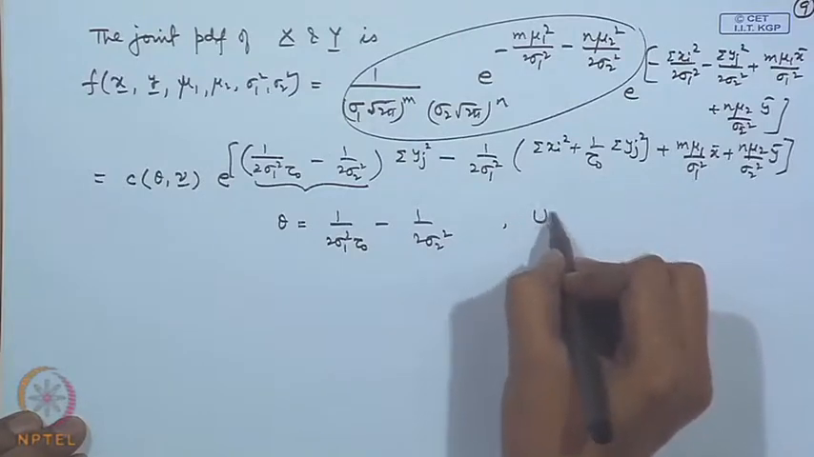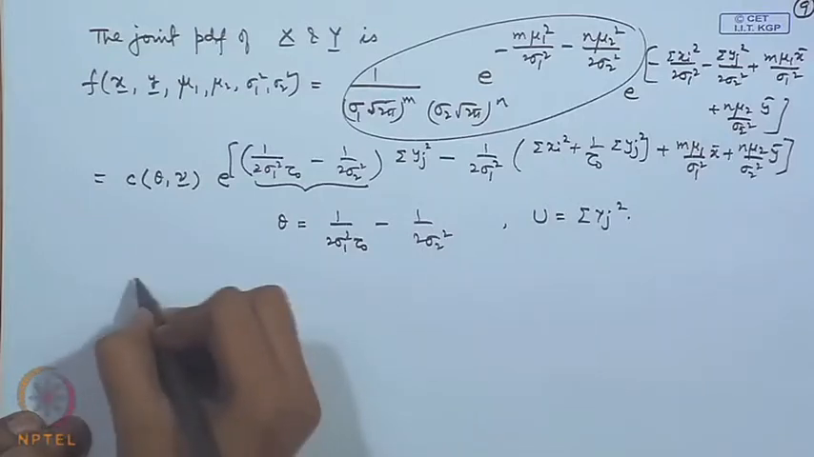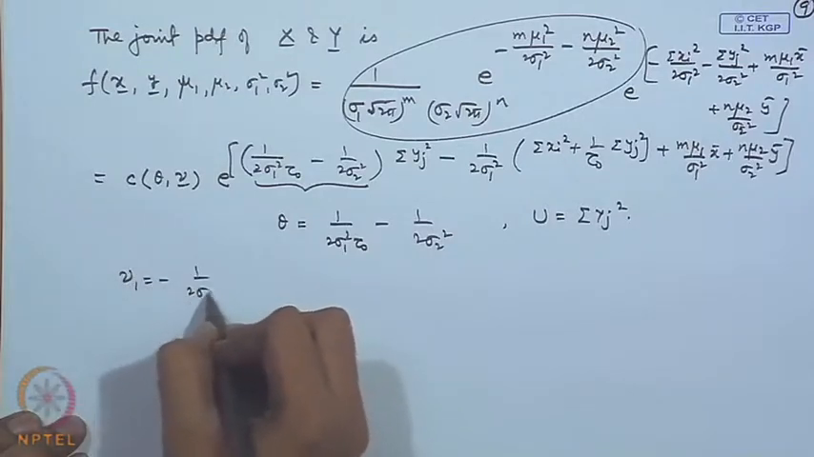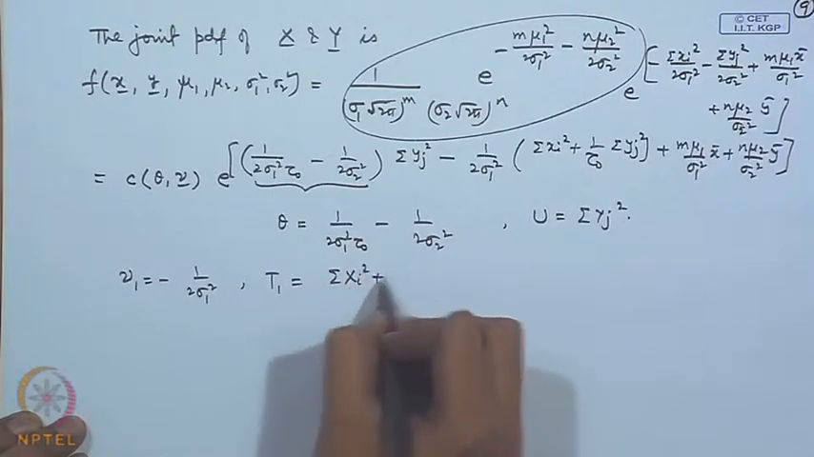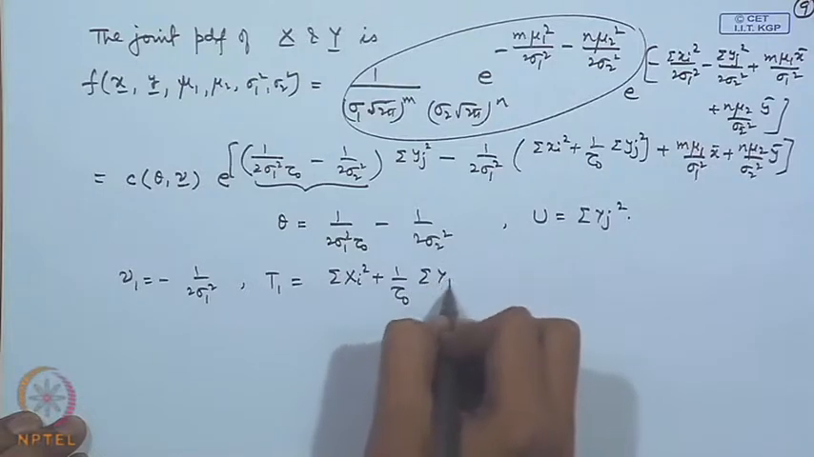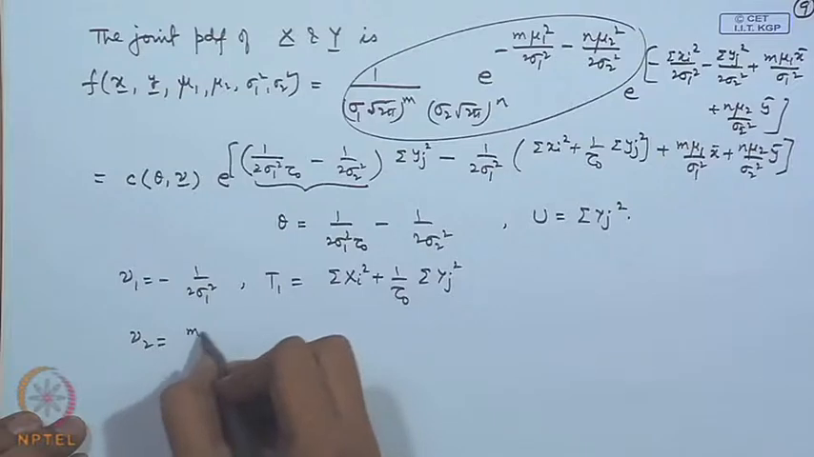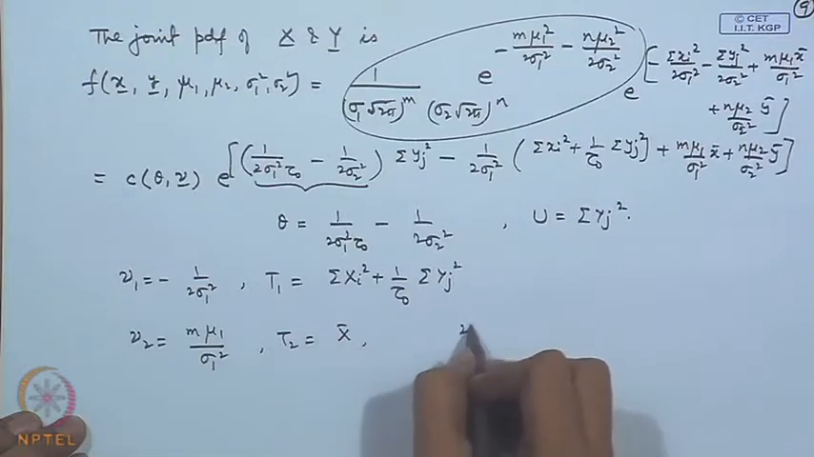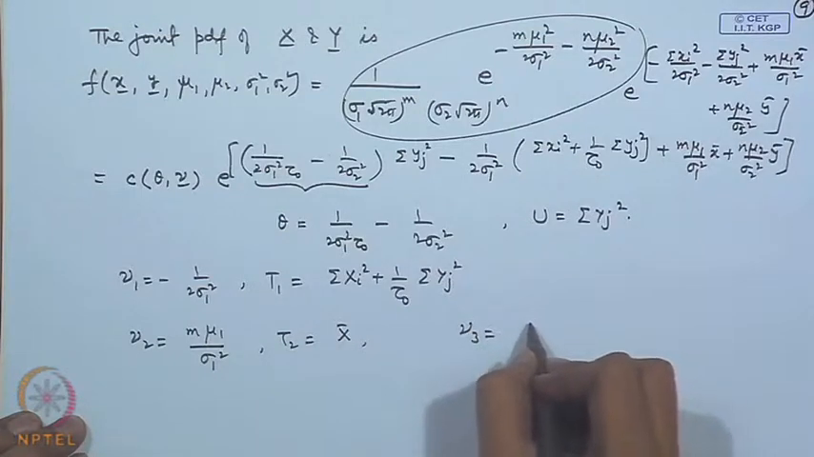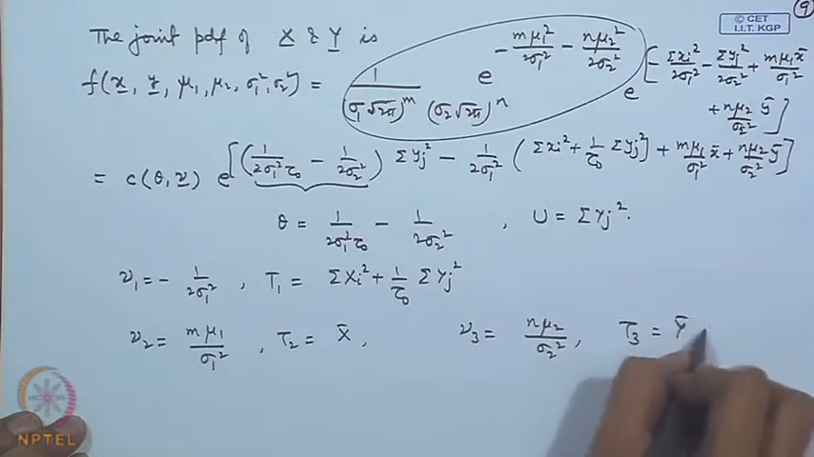So, U is equal to sigma y j square. Nu 1 is equal to minus 1 by 2 sigma 1 square. So, T 1 is equal to sigma x i square plus 1 by tau naught sigma y j square. Nu 2 is equal to m mu 1 by sigma 1 square. So, T 2 is equal to x bar. Nu 3 is equal to n mu 2 by sigma 2 square. So, T 3 is equal to y bar.